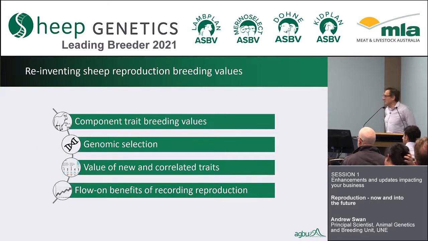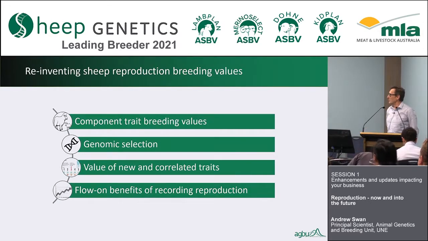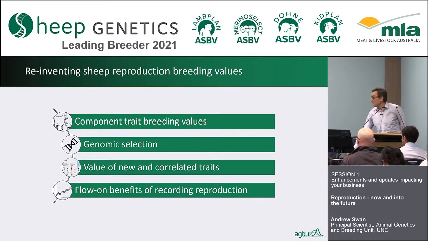So what I'm going to go over today is how we've, over the last couple of years, really reinvented what sheep reproduction breeding values are. Just as an outline, we've moved from net breeding values to component trait breeding values. We've introduced genomics into the analysis, put in more correlated traits to help the accuracy of our reproduction analyses. And the last thing I'm going to talk about is that it's not just about reproduction. Recording this information can help you with other aspects of genetic evaluation.